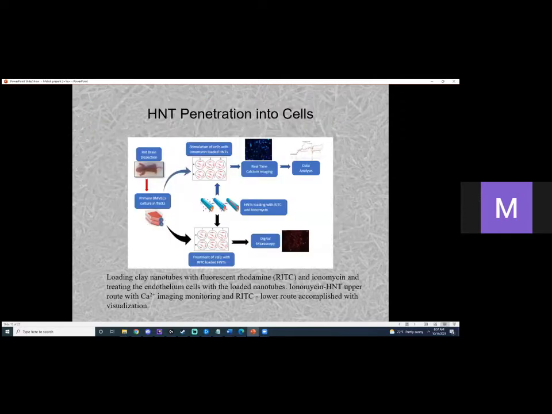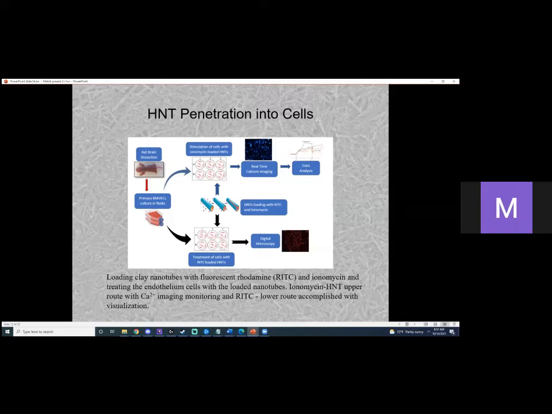Okay, so our first attempt was HNT penetration into the cells. So this is a schematic of the first experiment of our work. And we started by dissecting rat brains and taking the endothelial cells from them and placing them in culture flasks, which we then incubated and grew to our desired amount.